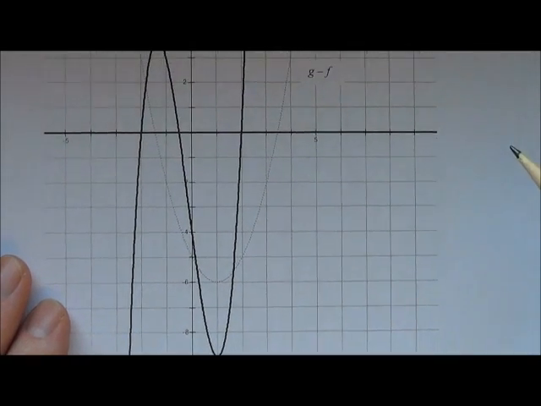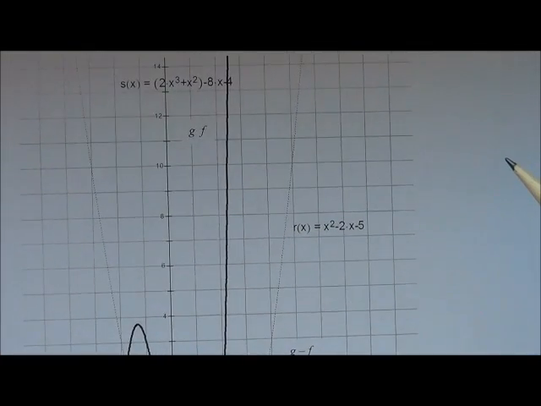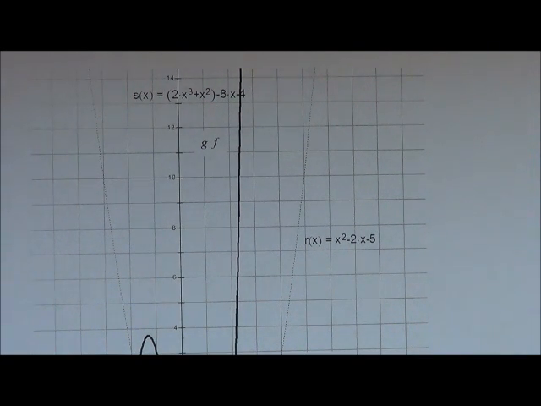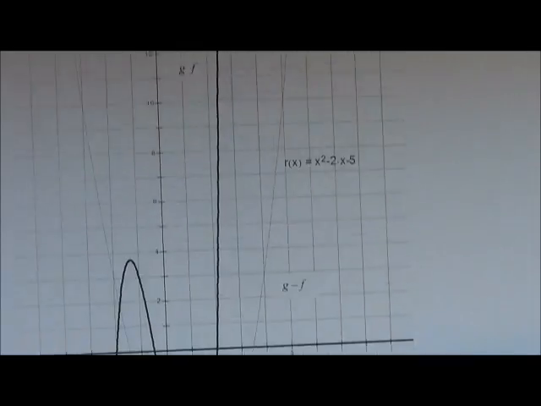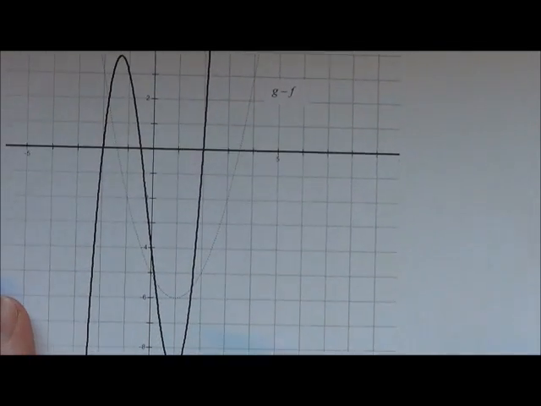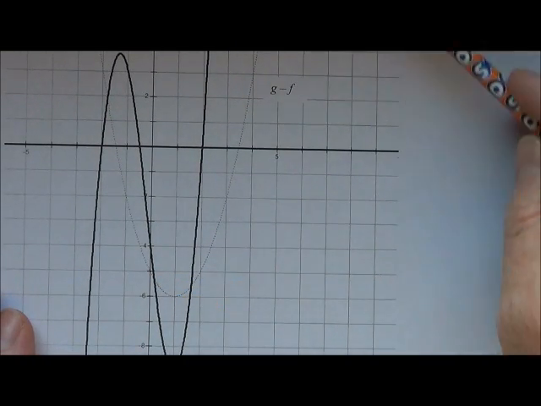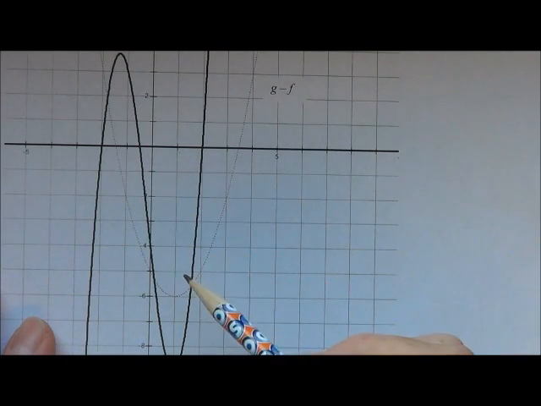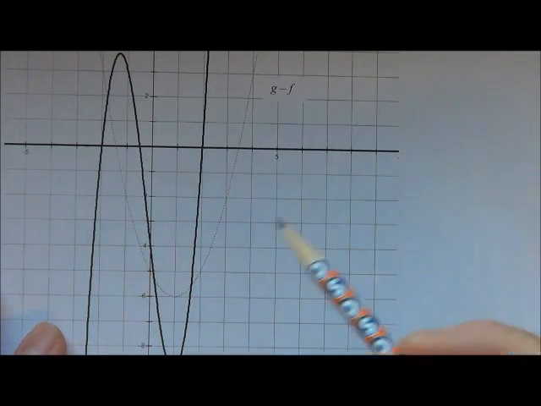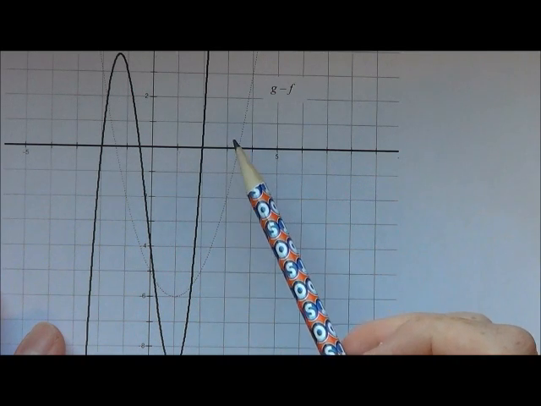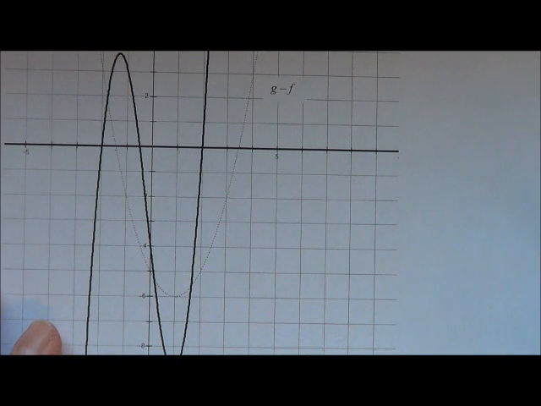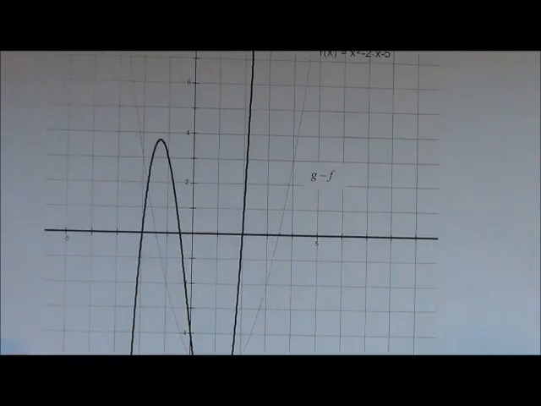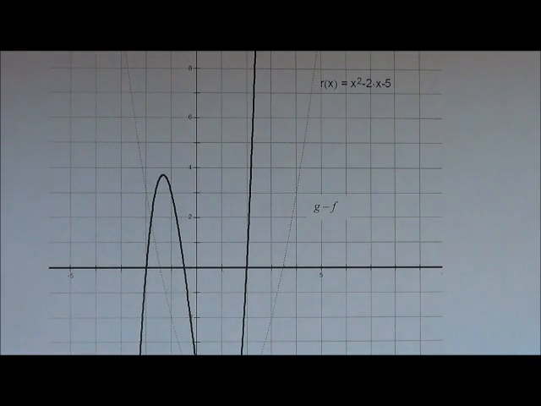Okay, so that's g times f, and then g minus f. Notice how for f minus g the parabola was inverted, opening down. In g minus f, the parabola is opening up still, and the vertex is at 1, -6. And then the two zeros are at about 3.5 and -1.5, roughly. Okay, so just verify that those are the same as your graphs.